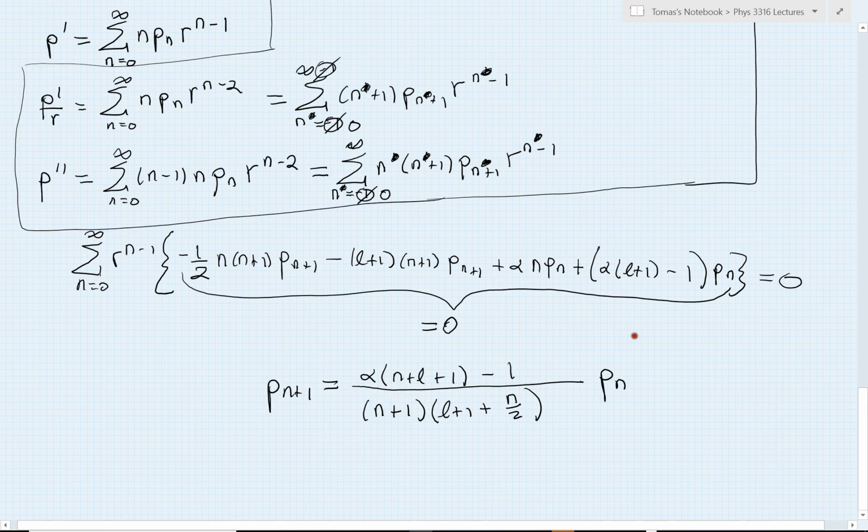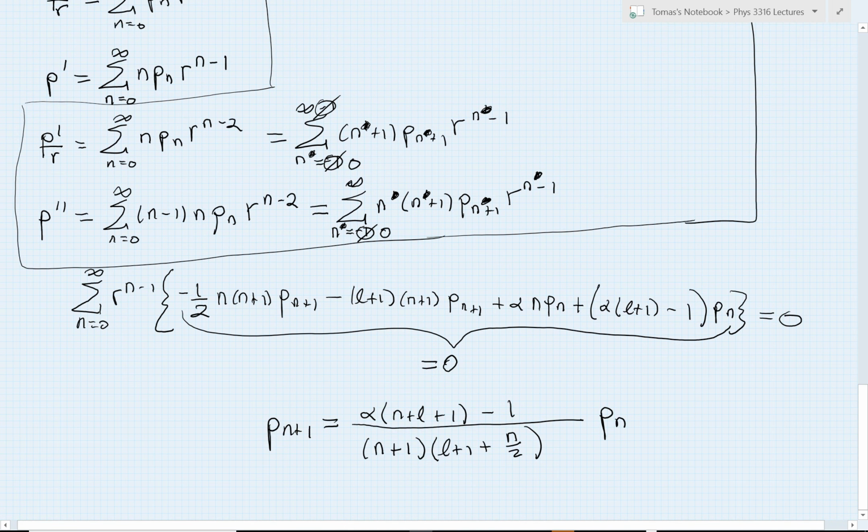So at this point, we now have the recursion relation we can use to generate the series and to understand its properties.